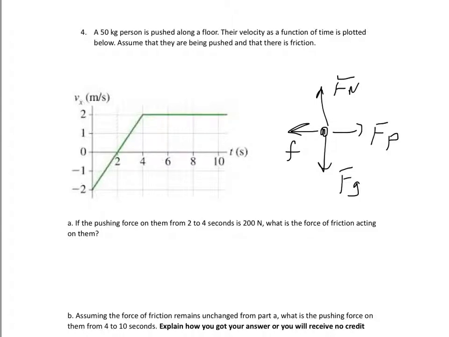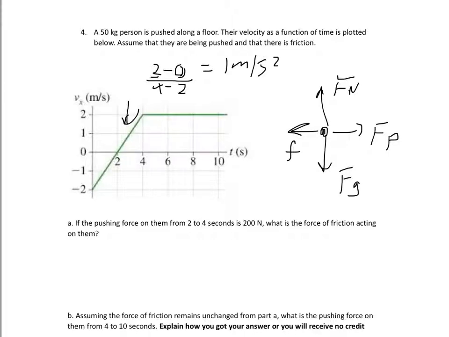Now, notice something. From 2 to 4 seconds, we've got an acceleration here. So let's actually get that from the slope. That's going to be rise over run, so that's going to be 2 minus 0 over 4 minus 2. And that's going to give us 1 meter per second squared.